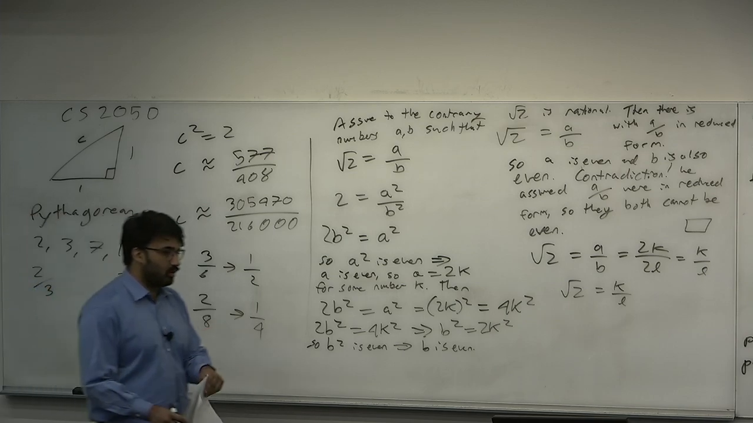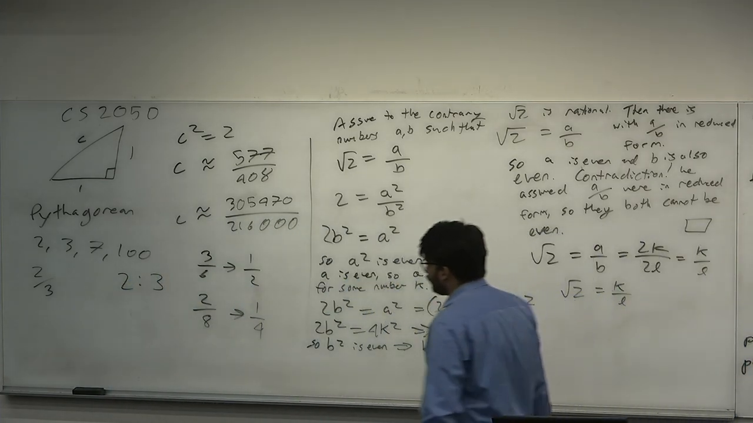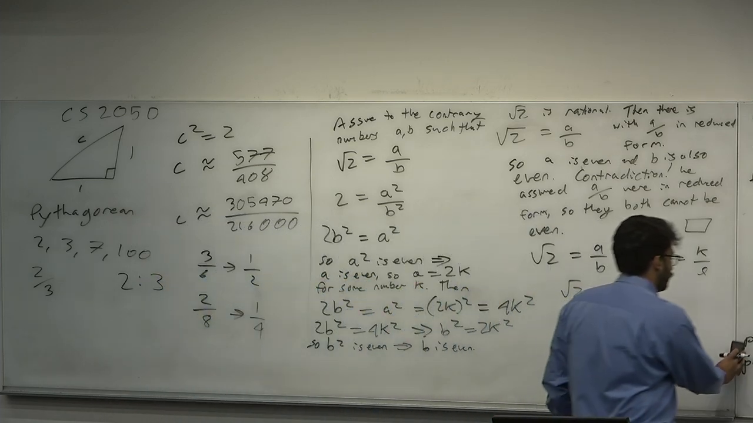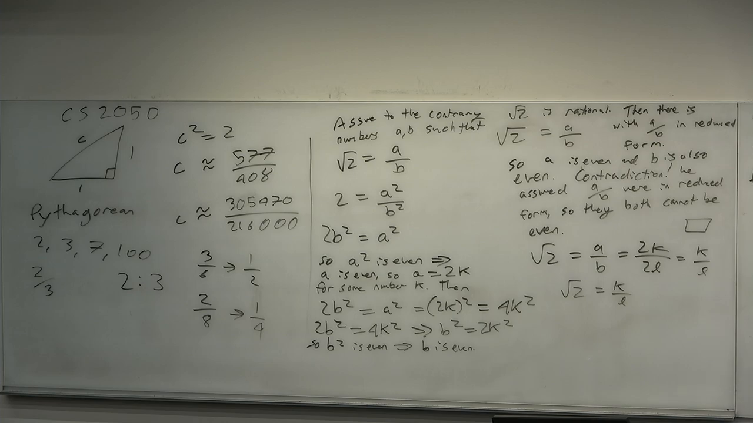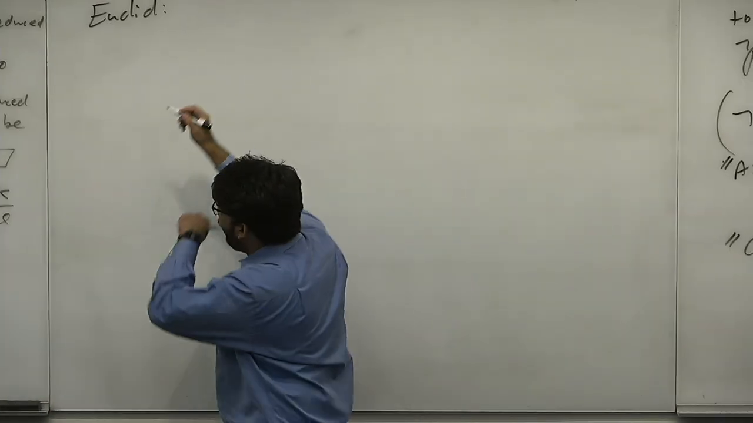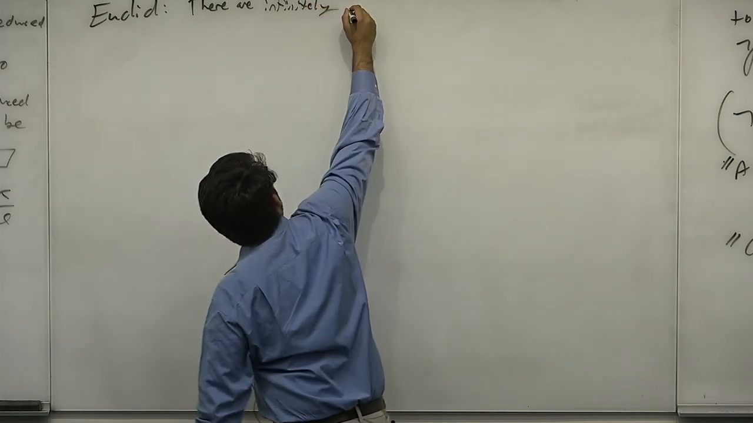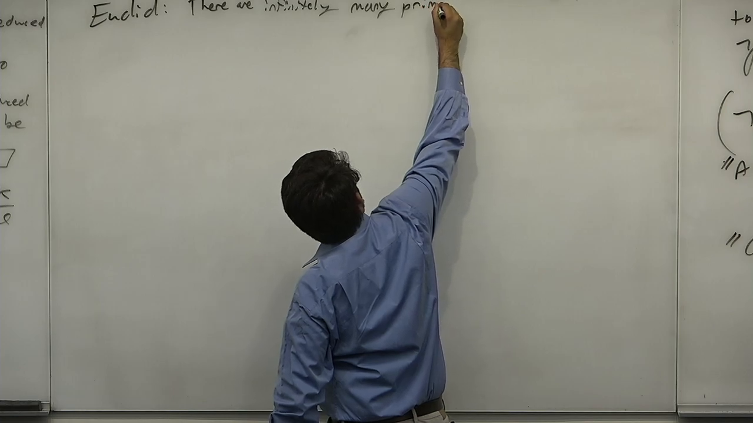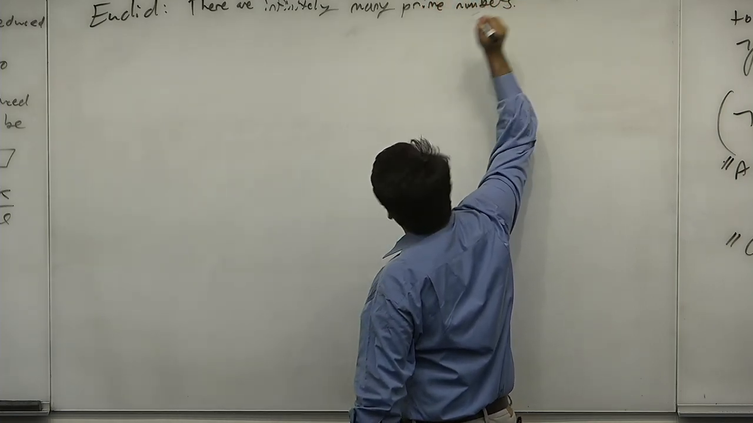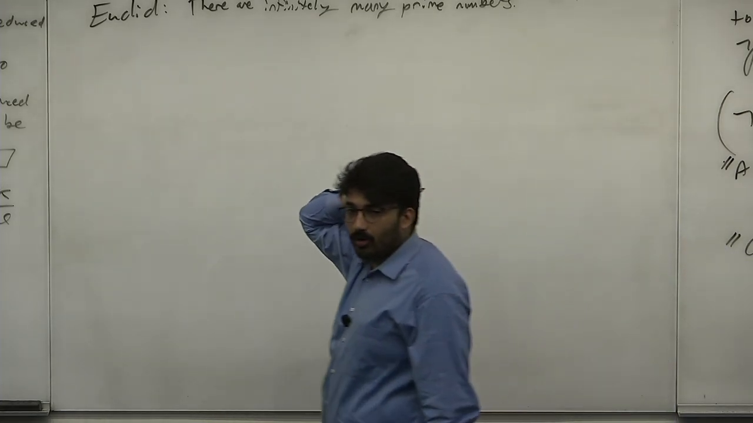All right, I have one more proof for you today. It's another classic Greek proof. This is due to Euclid. There are infinitely many prime numbers. You guys know what a prime number is? You guys recall the definition of a prime number? What is the definition of a prime number?